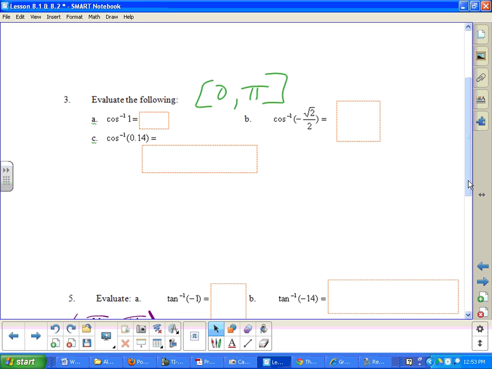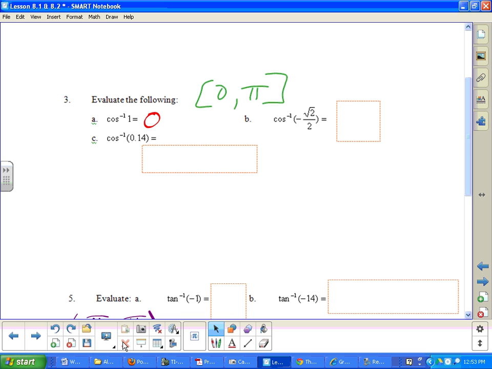It says inverse cosine. That means we're working between 0 and pi. So I'm looking at the first and second quadrants. When does cosine equal 1? Is 2 pi between 0 and pi? No, but 0 is. Inverse cosine of 1 is 0. It's right on the x-axis, right?